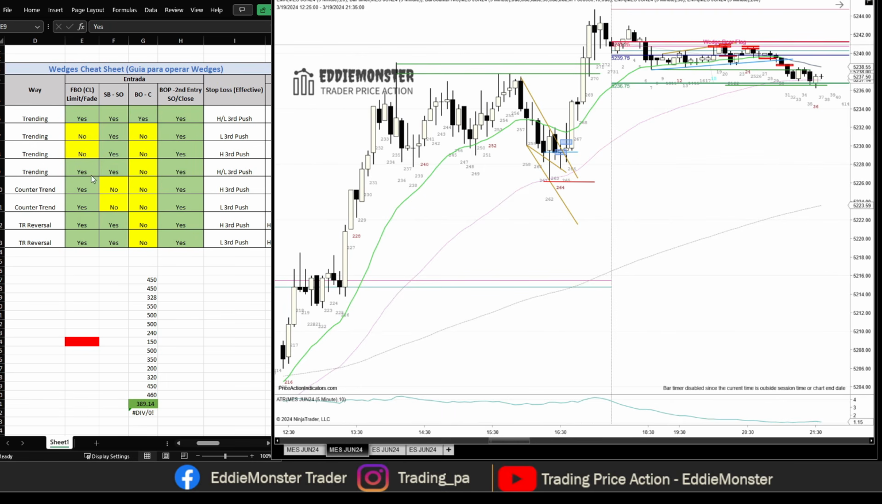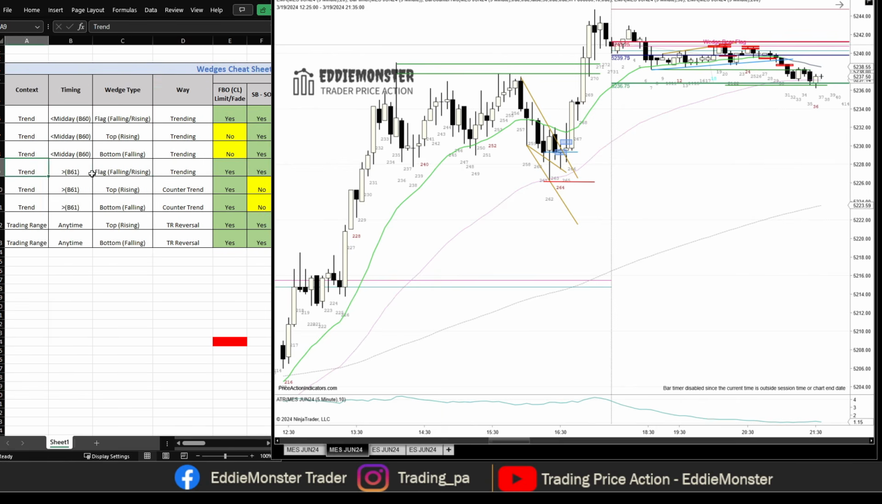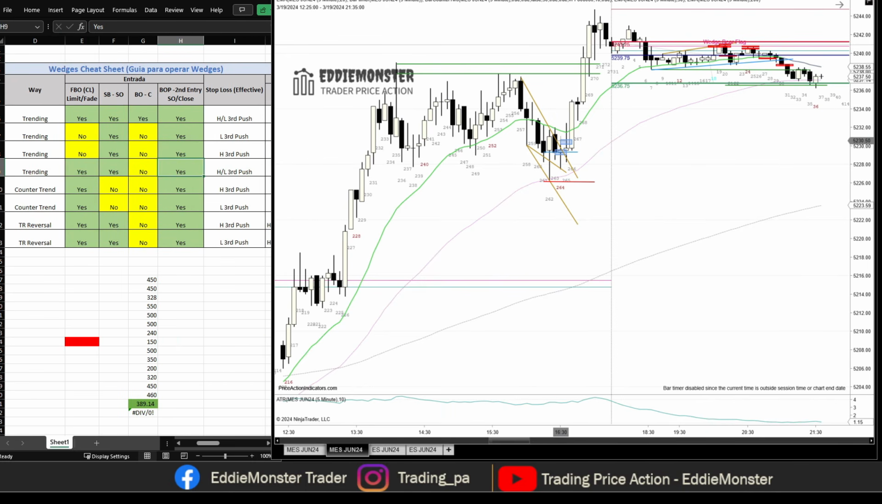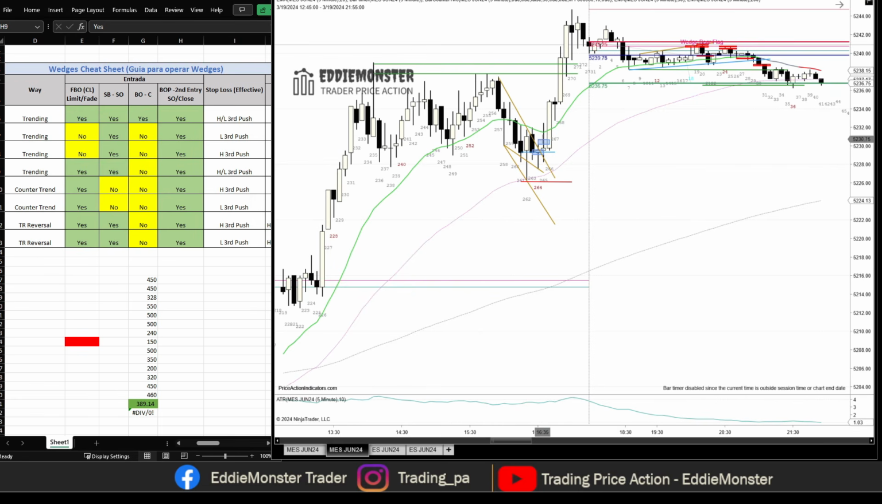So the best entry in that case is we use a limit fade, we use a signal bar like this, right? And we use a second entry close, if we have it, right? We didn't have that second entry. It's like we have this bar coming in here and then a signal bar here, but we didn't have that. So those are the entries that we can see in the wedge flag, right?